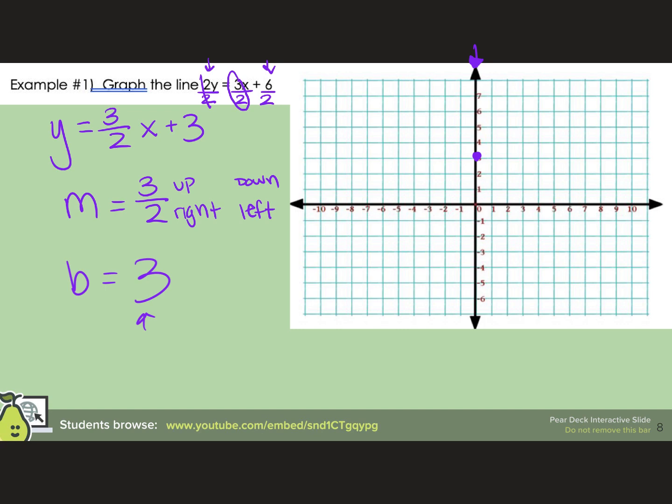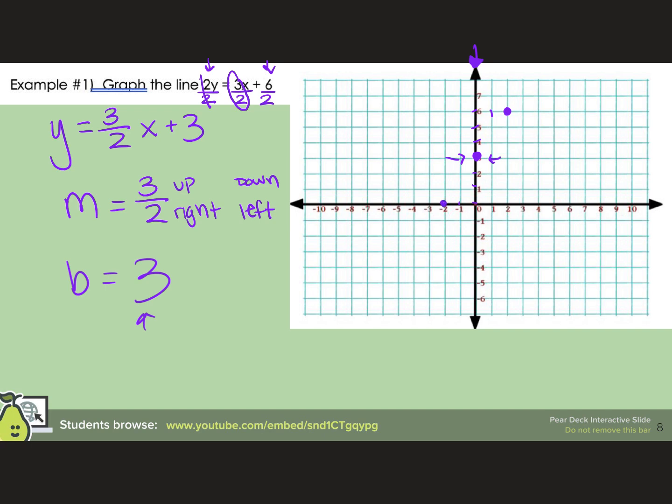Okay. Now my slope is 3 over 2. So I'm going to start from this y-intercept. I'm going to go up 1, 2, 3, and to the right 2. I don't have room to do that again, you guys. Okay? I can't go off the graph. So I'm going to come back here, and I'm going to go the other way. I'm going to go down 1, 2, 3, and left 1, 2.